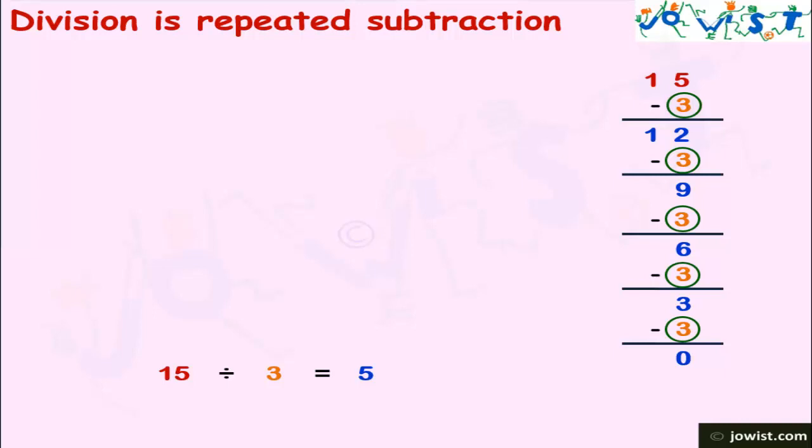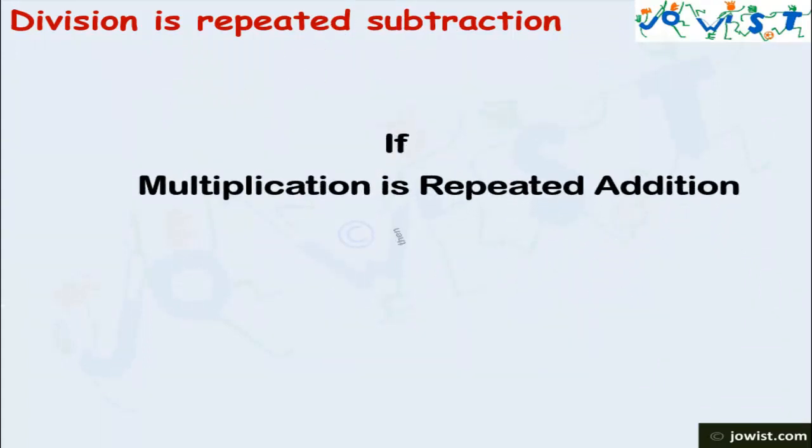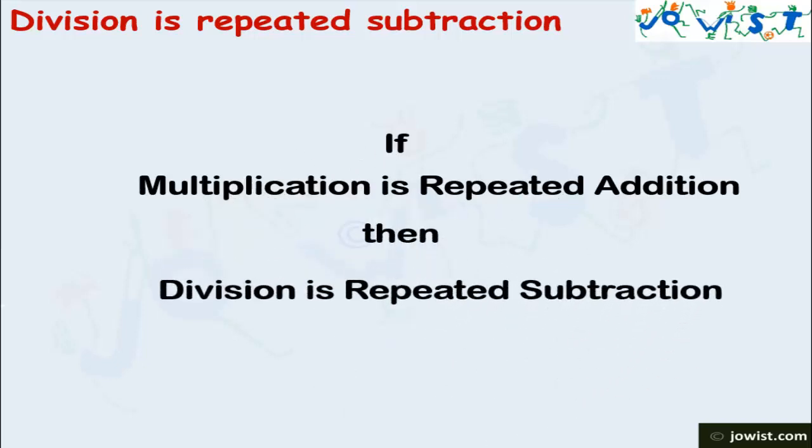Now you understood why division is repeated subtraction? So, we can say if multiplication is repeated addition, then division is repeated subtraction. And why can we say that? Because division is the inverse of multiplication.